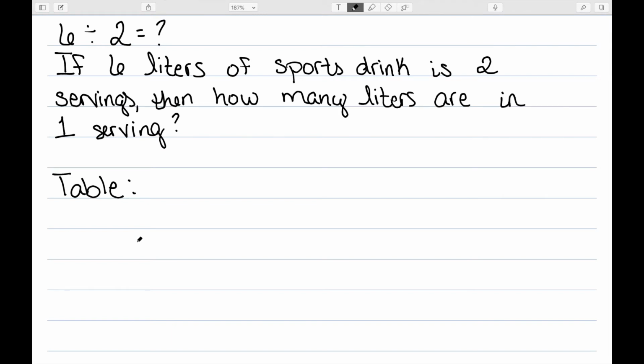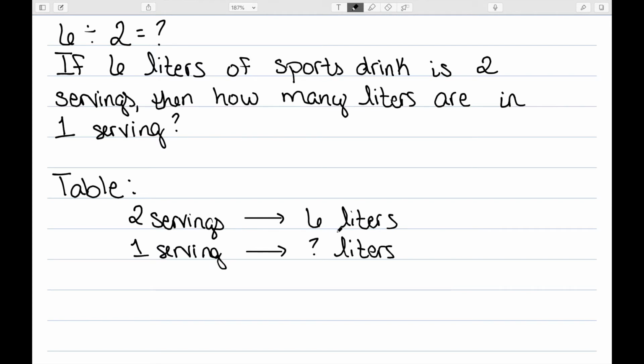Let's start with a table to interpret this. We know that 2 servings corresponds to 6 liters, so we want to know 1 serving corresponds to how many liters. So the table is the first way we have to organize this problem.